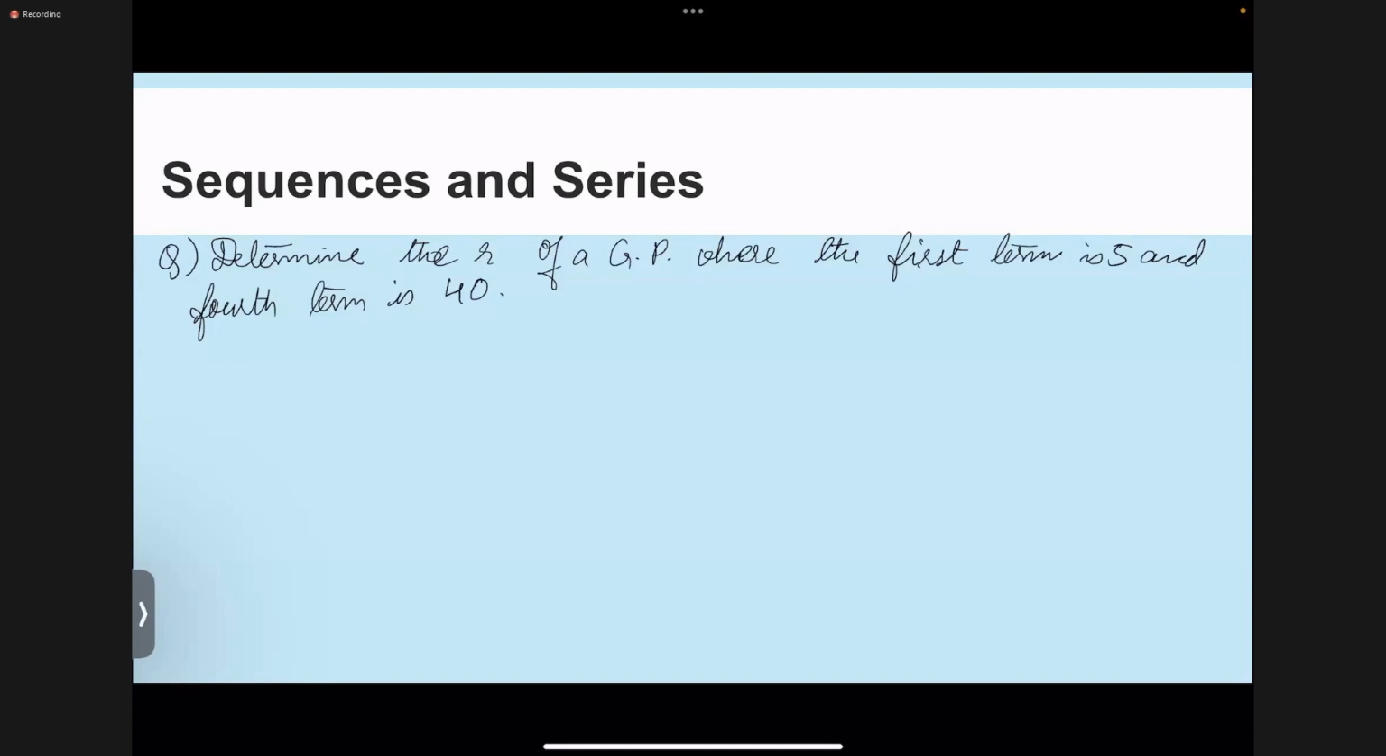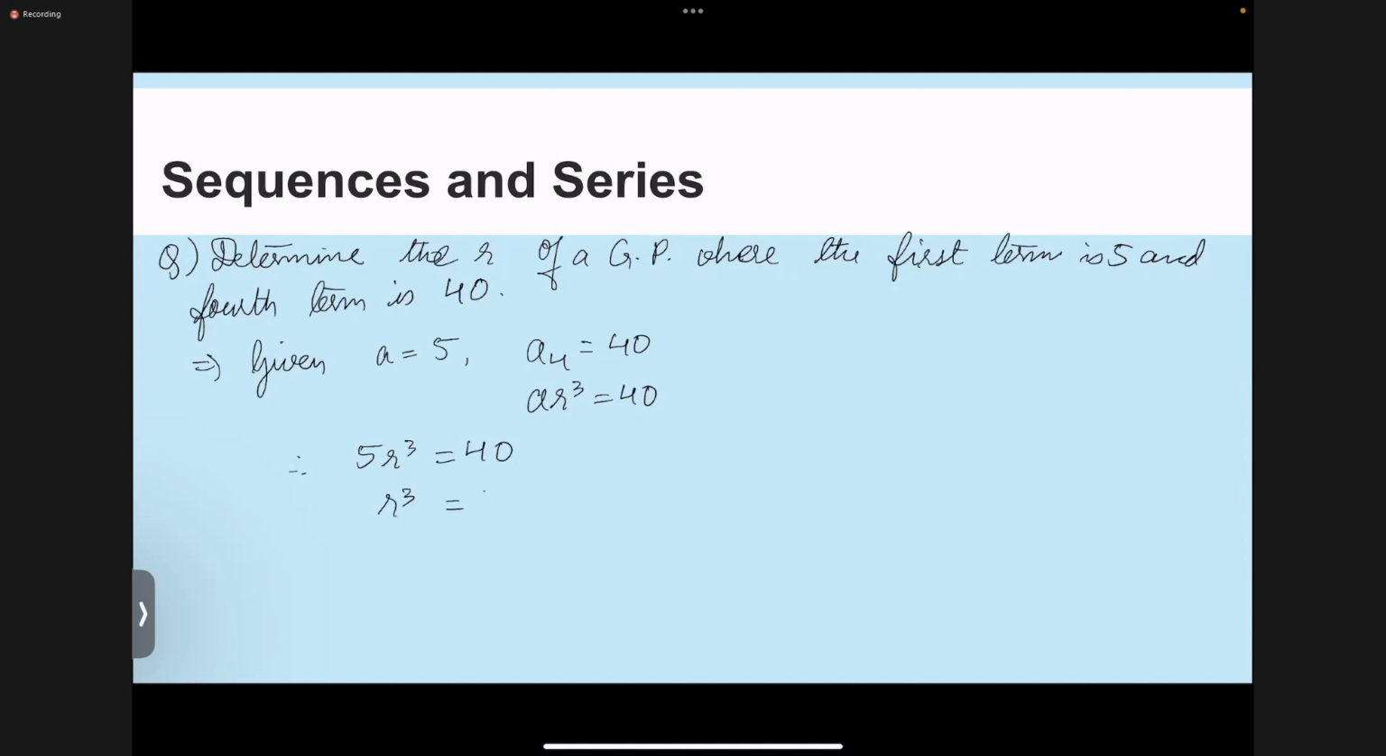So we have been given A is equal to 5, and A4 is equal to 40. So A4 can also be written as AR cube is equal to 40. Therefore 5R cube is equal to 40. So R cube is equal to 40 by 5, and R cube is going to give you 8, and we know that cube of 2 is going to give you 8. So therefore your R is equal to 2.